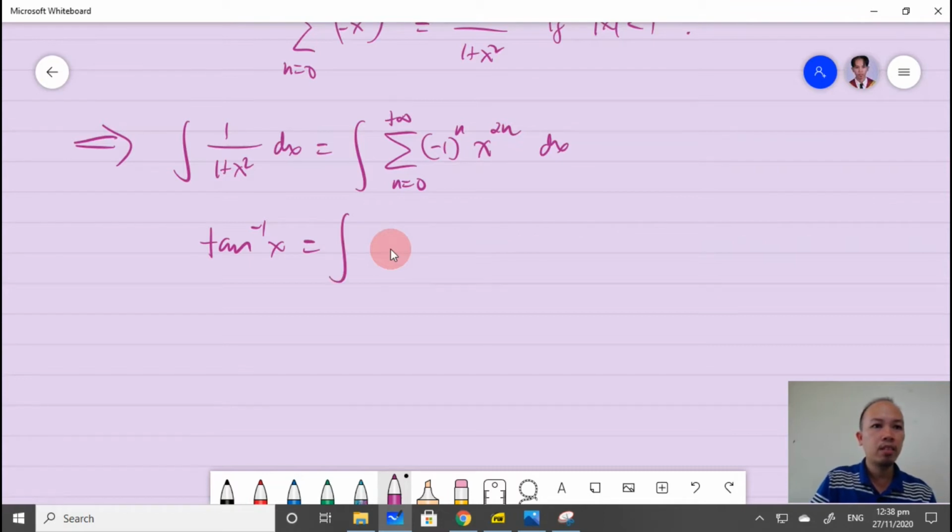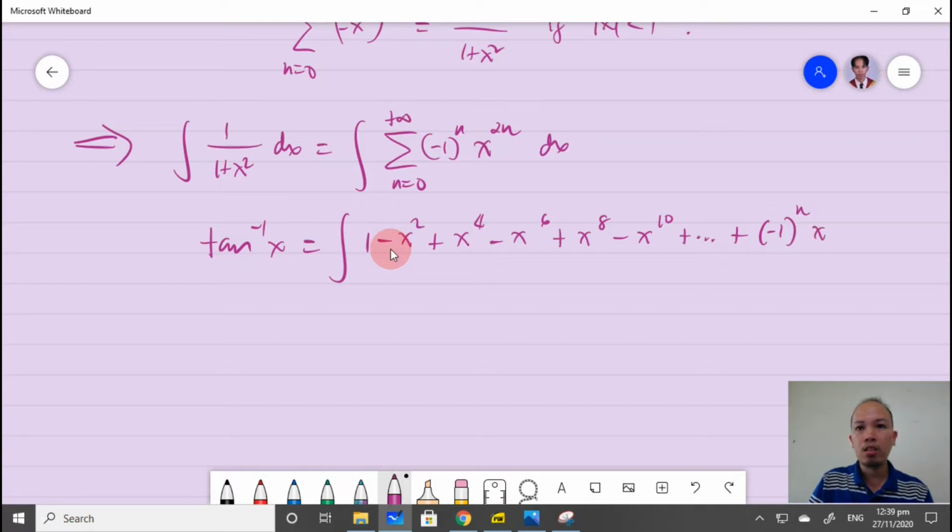Let's try to expand this one. When n is equal to 0, we have 1, minus, when n is equal to 1, x squared, plus x to the 4, minus x to the 6, plus x to the 8, minus x to the 10, plus and so on, up to negative 1 to the n x to the 2n plus, and so on, dx. Let's try to integrate this one.